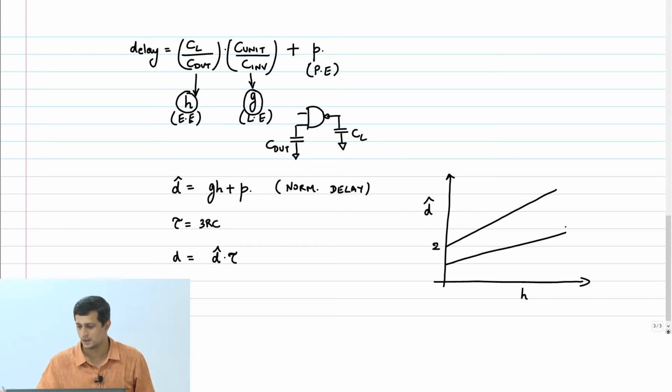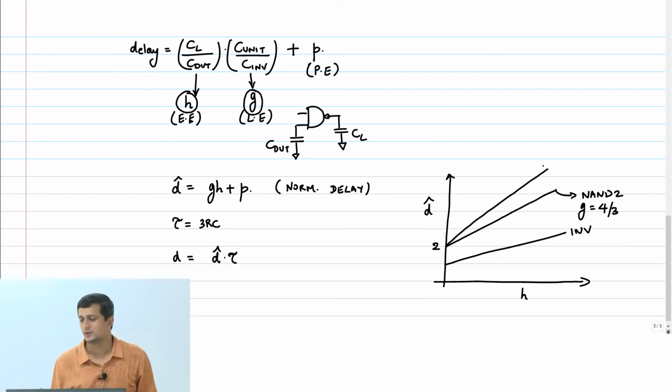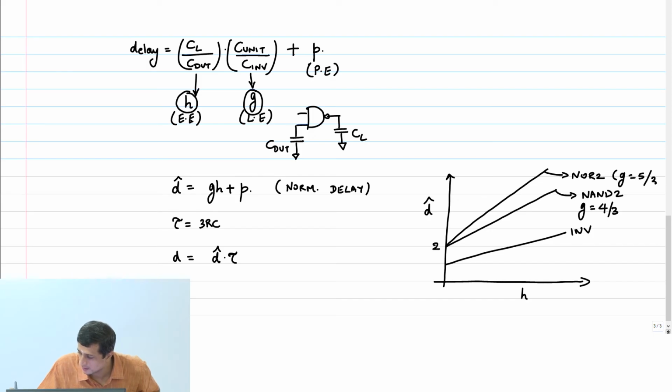Lower slope, this is an inverter, this is a Nand 2. The slope is G equals 4 by 3, logical effort. A NOR 2 would have the same parasitic delay, so it would start at the same point, but the slope will be what? 5 by 3. So you will have NOR 2, G equals 5 by 3.